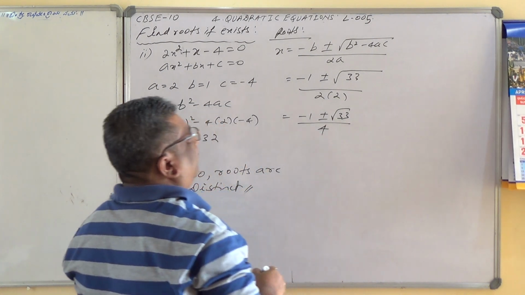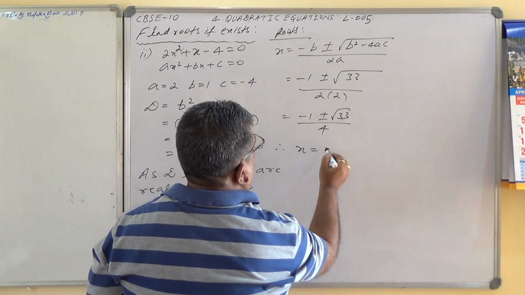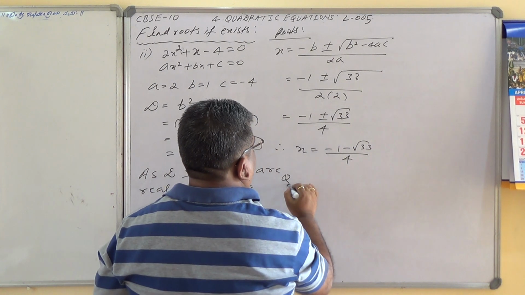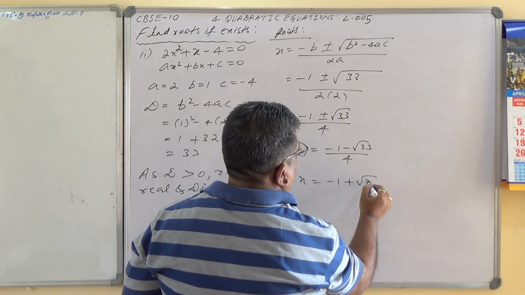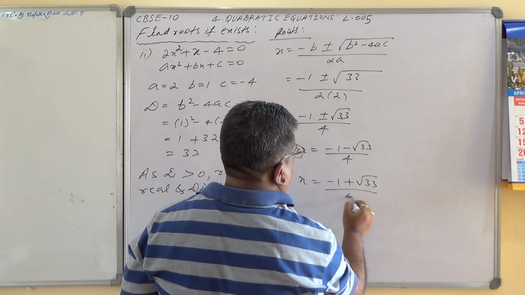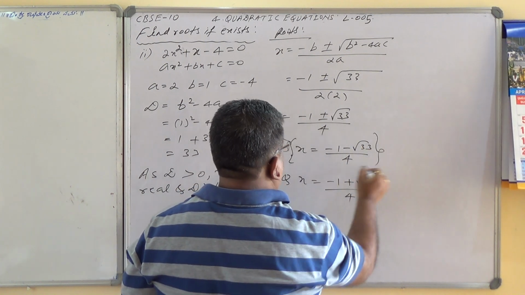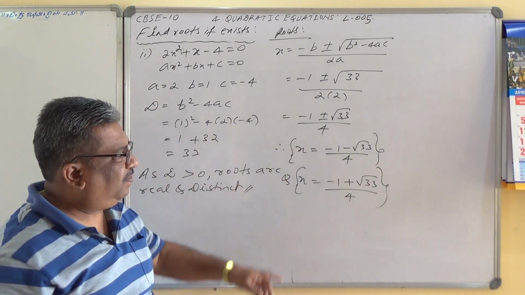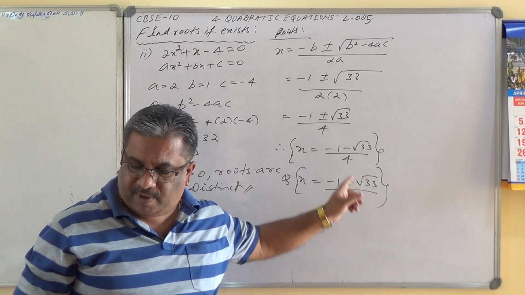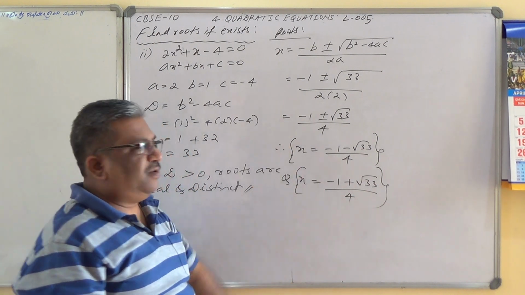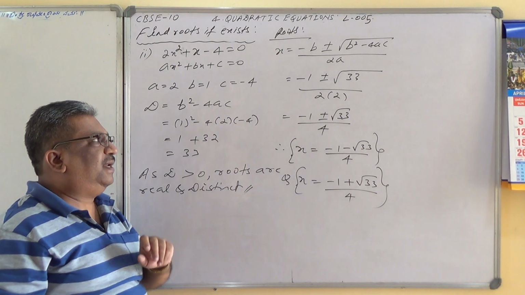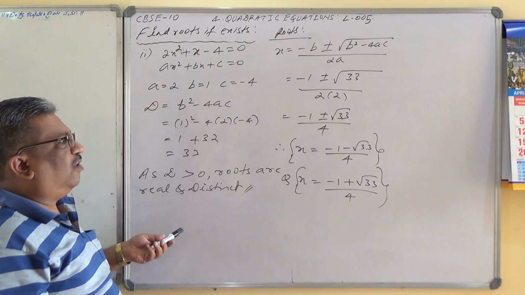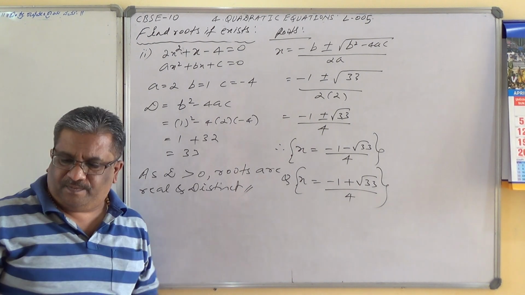So what are the two values of x here? Therefore, x equals (minus 1 minus root 33) divided by 4, and x equals (minus 1 plus root 33) by 4. So these are the two roots that exist. Let me check whether it is correct or not. It is correct. This is how you can calculate. Now I will take one more typical example where D will become less than 0. In that case, it is not possible to work out, isn't it? Let us check it now.